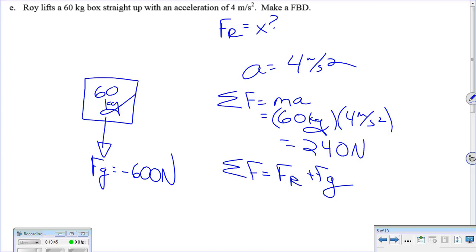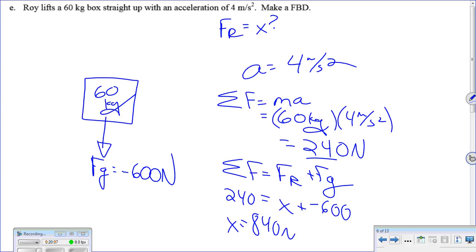All right, so let's see. Our net force, I'm going to plug in my numbers. Net force we decided was 240. That equals the force of Roy, that's what we don't know, plus my force of gravity, which was negative 600. How do you solve it? Add 600 to both sides, and you get x equals 840. Put it on your drawing.